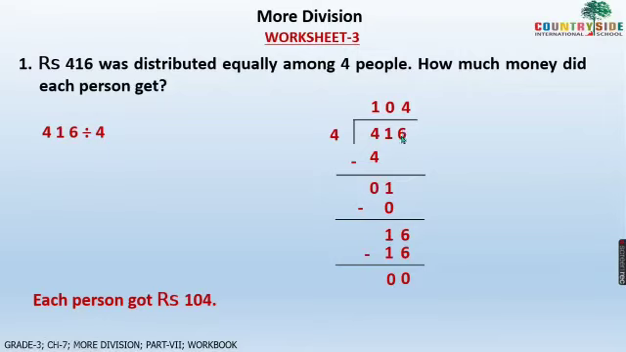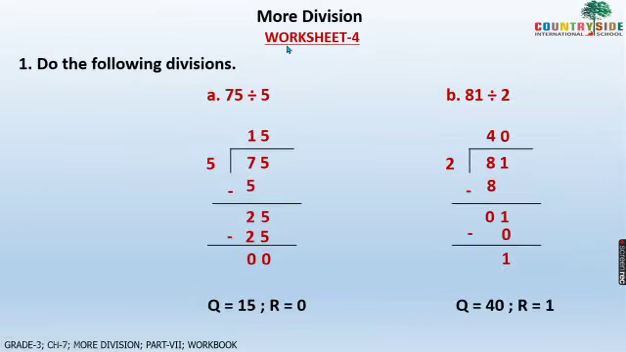Bring this 6 down, then it will become 16. So 4 fours are 16, because 16 comes in the 4 table, children. 16 minus 16 is equal to 0. So each person got rupees 104. Like this you have to do, children. Then next is worksheet number 4.